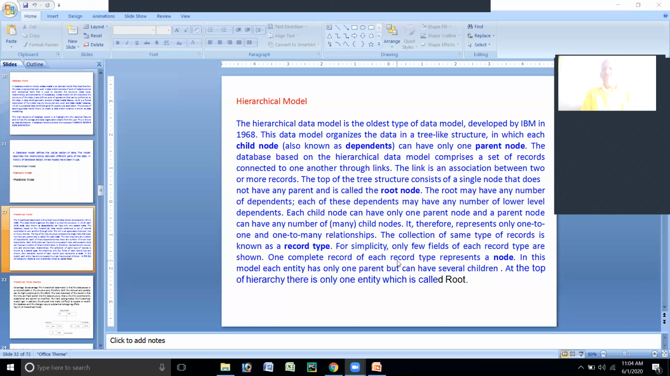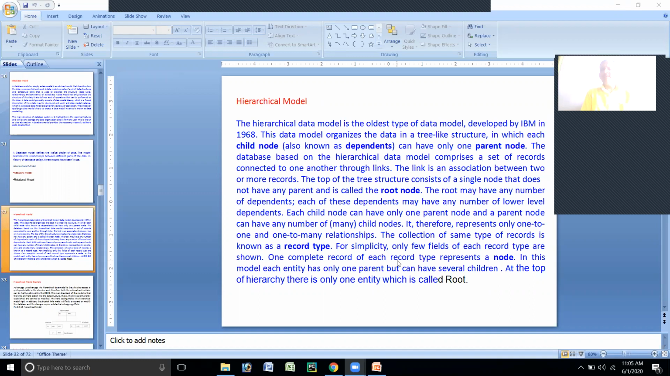In which child nodes are also called dependents, because children are dependent on parents. That's why they have one more name, dependents. Child nodes, also called dependents, can have only one parent node. In the hierarchical model, a child node has only one parent node. The database based on the hierarchical model consists of a set of records connected to one another through links.